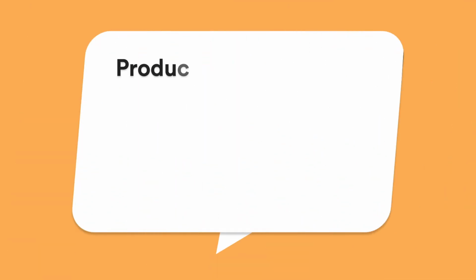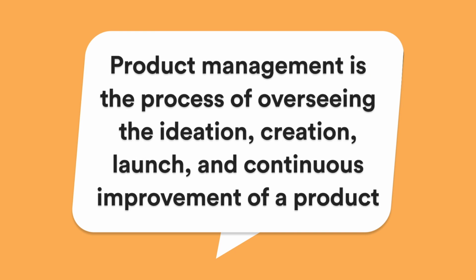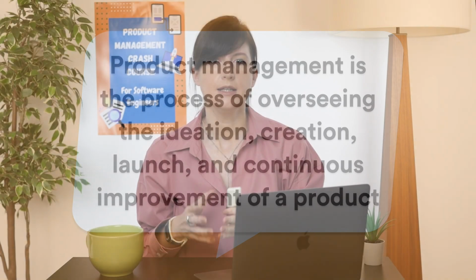Let's begin our product management crash course by defining what product management is and what steps or stages it includes. Product management is the process of overseeing the ideation, creation, launch, and continuous improvement of a product. Since our course is dedicated to software engineers, we will focus on digital or software-enabled products or services.